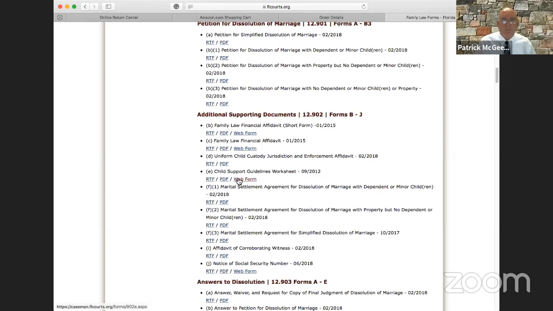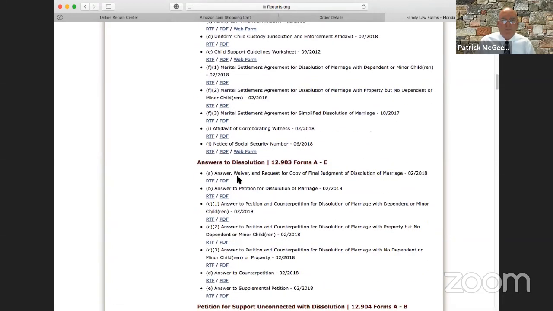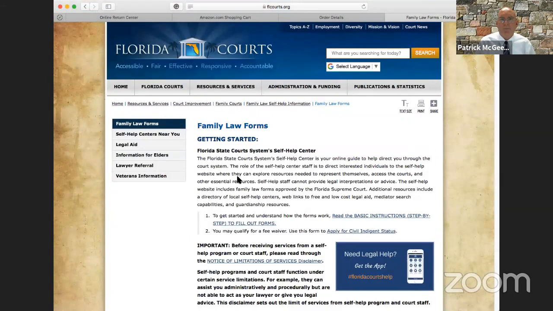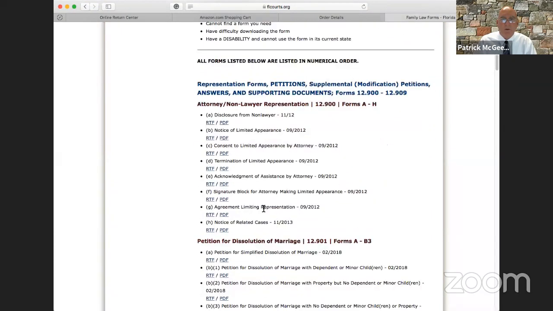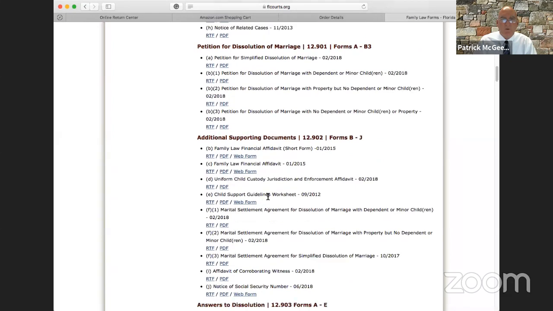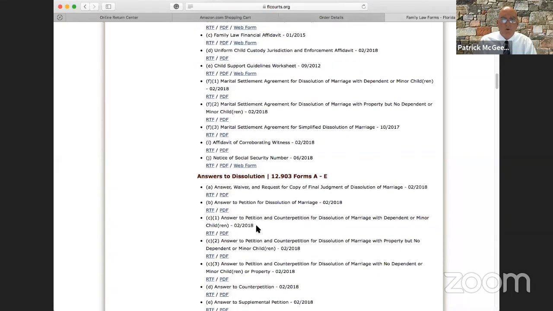Let me get back in there. Hopefully I didn't close that out yet. There it is. So when we come up here, we're going to look for mandatory disclosure. Let's see if I can spot it. These are all your petitions, petition for dissolution, supporting documents. It should be under there. Notice Social Security number, answers.